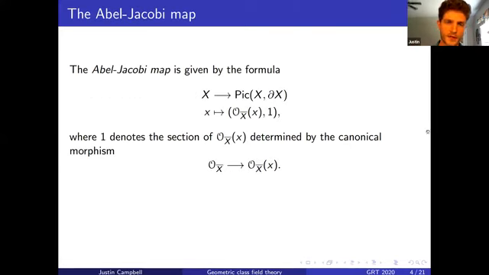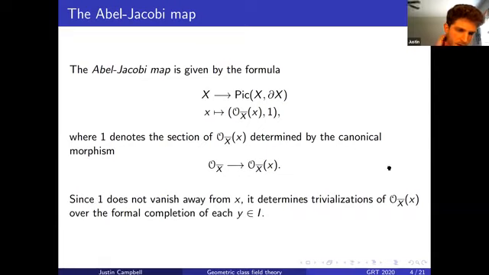Okay, and this Jacobian receives the Abel-Jacobi map, a very standard construction. I can attach to any point x on my curve X the corresponding line bundle, O of the point x. It's a line bundle on X bar, really. It comes with a canonical section: we have this canonical map from the structure sheaf to O of the point x. And this defines a point of the Jacobian because this canonical section doesn't vanish away from the point x. In particular, it determines trivializations of this line bundle over the formal completion of each point in I. So indeed, it determines a point of the Jacobian. This is, like I said, the standard construction of the Abel-Jacobi map for an affine curve.